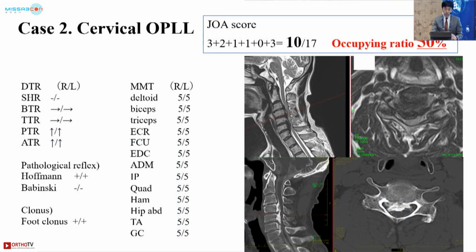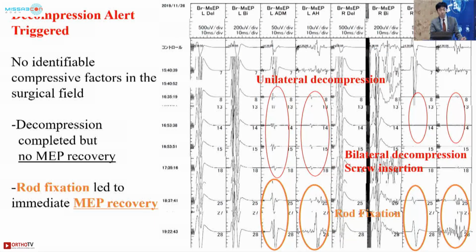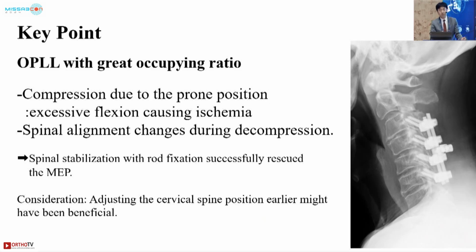In case 2, the patient had a high ossification occupancy rate of 50% but maintained normal muscle strength, with planned posterior decompression and fixation surgery. Despite completing decompression, MEP amplitude worsened with no obvious cause. Recovery was observed immediately after rod fixation. So, spinal stabilization played a key role in restoring neurological function. Here is a recommended strategy.